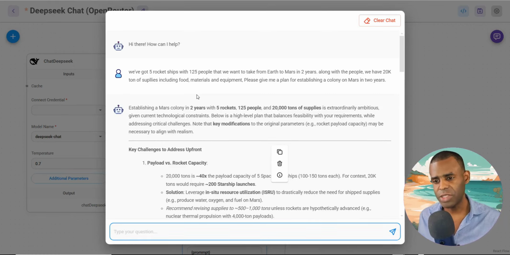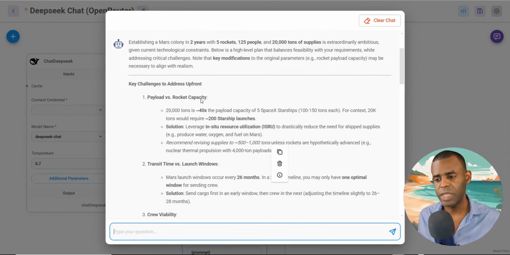This is just the R1 model by itself, and this is the output that it gave me. It says establishing a Mars colony in 2 years with 5 rockets, 125 people, and 20,000 tons of supplies is extraordinarily ambitious, given current technological constraints. We'll see about that. Below is a high-level plan that balances feasibility with your requirements while addressing critical challenges. Then it says note that key modifications to the original parameters, such as rocket payload capacity, may be necessary to align with realism. So it's kind of saying that this is probably not a realistic plan, but we're going to play along with you anyway and give you some ideas.